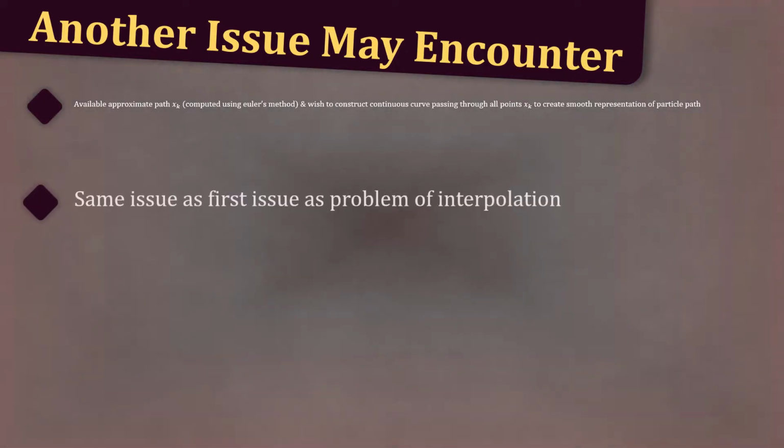Next, let's discuss another issue we may encounter. We might have available an approximate path xk, computed using Euler's method, and wish to construct a continuous curve passing through all points xk to create a smooth representation of the particle path. Mathematically, this is the same as the first issue, as they are both problems of interpolation.